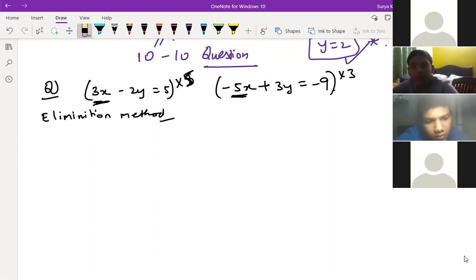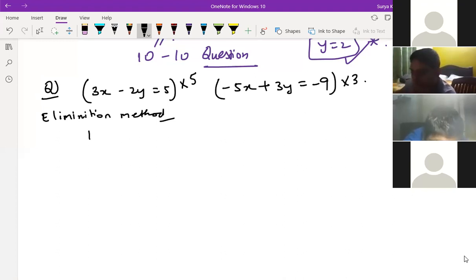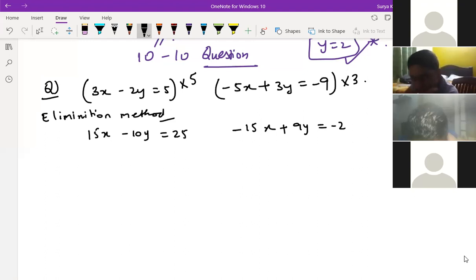Wait, wait, let me do it once, then you'll get to know exactly what to do. Don't waste the time. Wait for 1 minute. Children, see, first I'm multiplying this whole thing by 5, no problem, and this I multiply with 3. So what I'm getting, I'm writing here: 15x minus 10y is equal to 25, and minus 15x plus 9y is equal to minus 27.